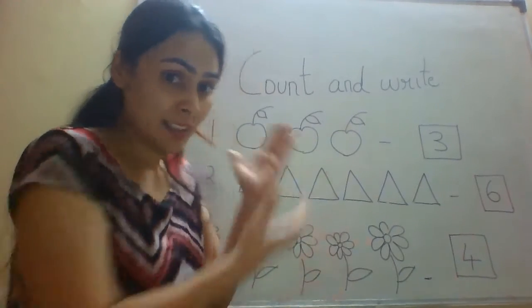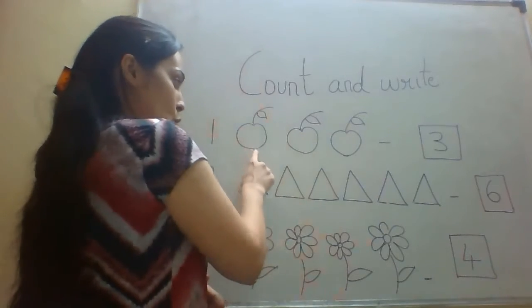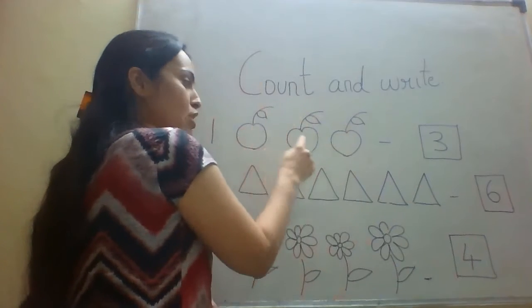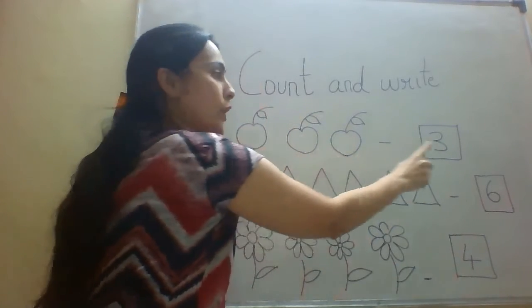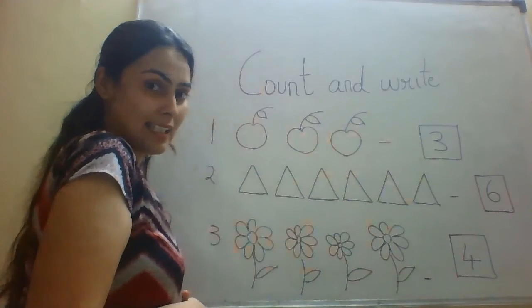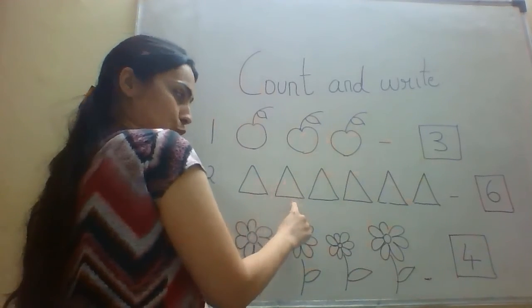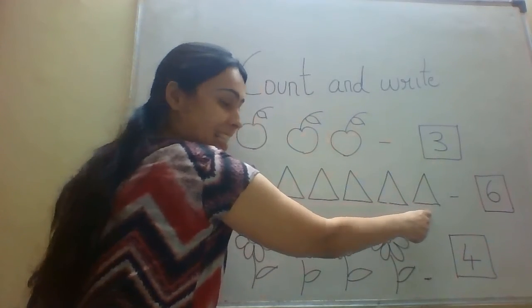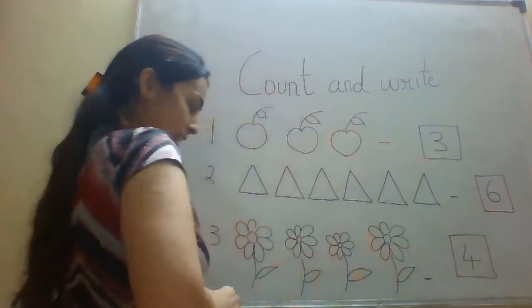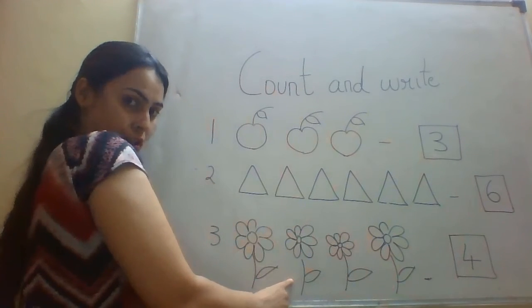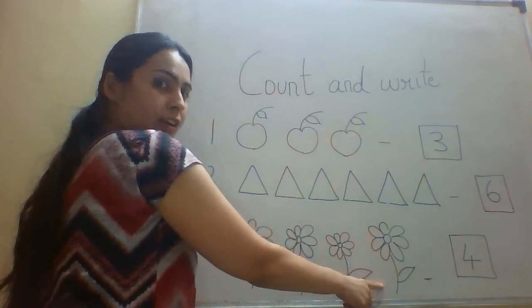We will do the counting of these things again. 1, 2, 3, 3 apples. Then let's count the triangles again. 1, 2, 3, 4, 5, 6. 6 triangles. Then we have flowers. 1, 2, 3, 4 flowers.